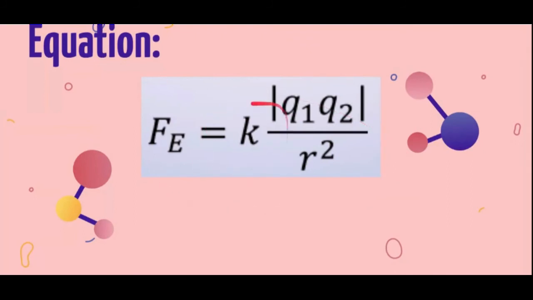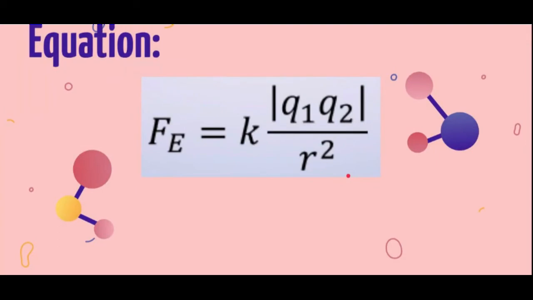Now, k is a constant value. It is equal to 9 times 10 to the positive 9. Later on, we will see how it is written. That's the approximation: 9 times 10 to the positive 9 Newton meter square per Coulomb square. Some books write it as 8.98 times 10 to the 9 Newton meter square per Coulomb square.